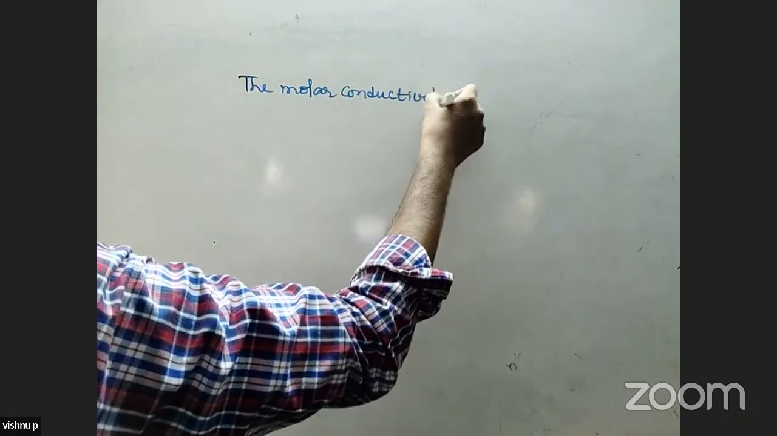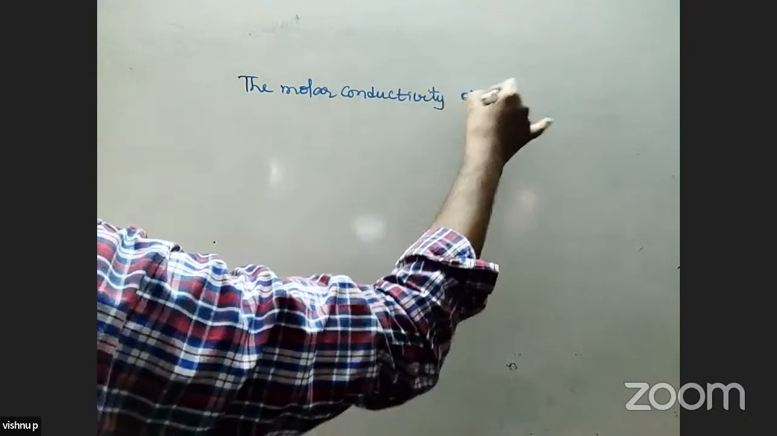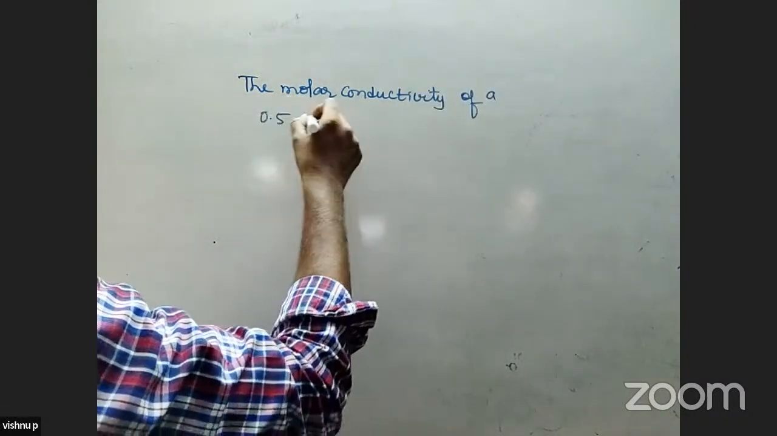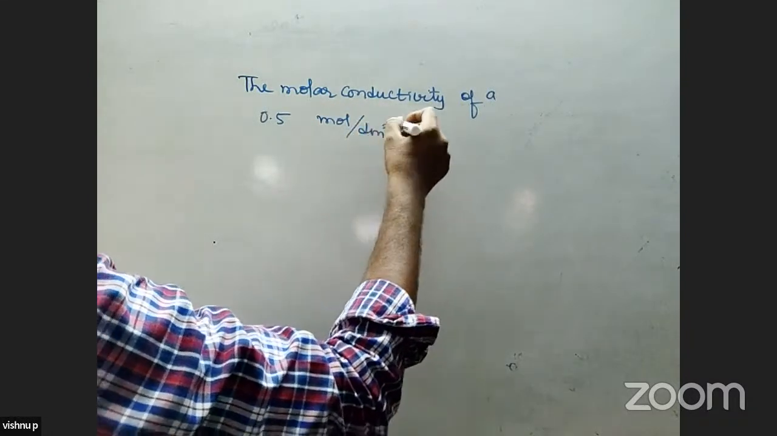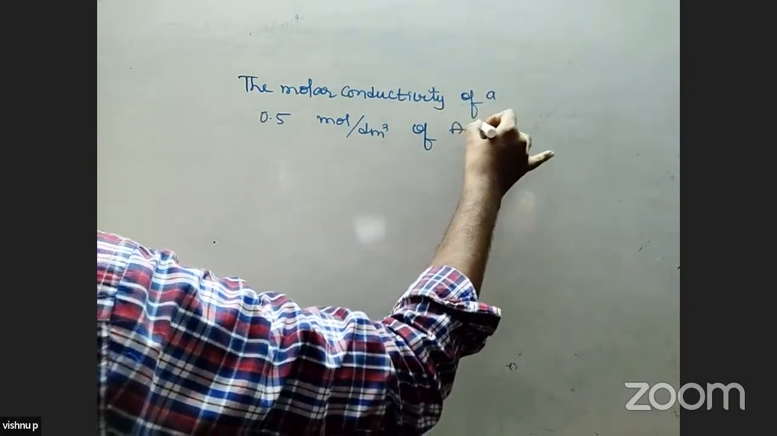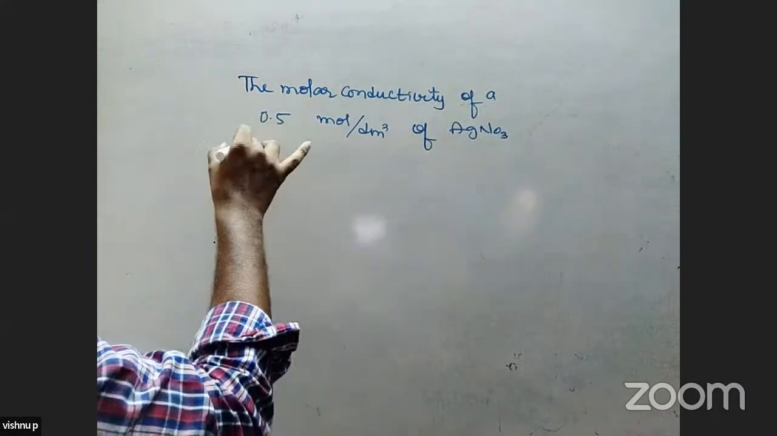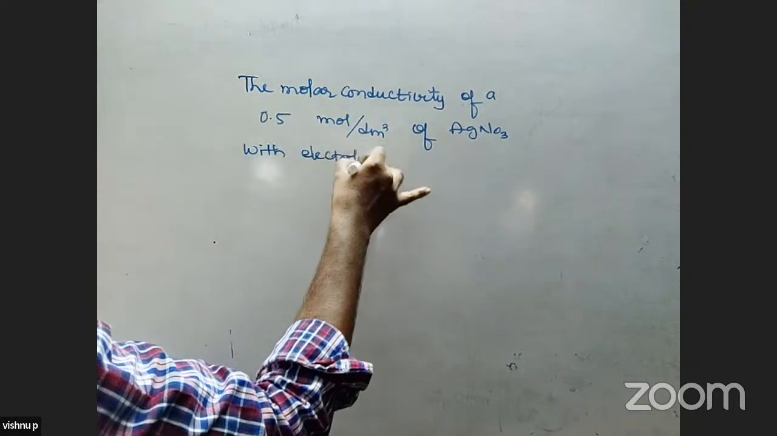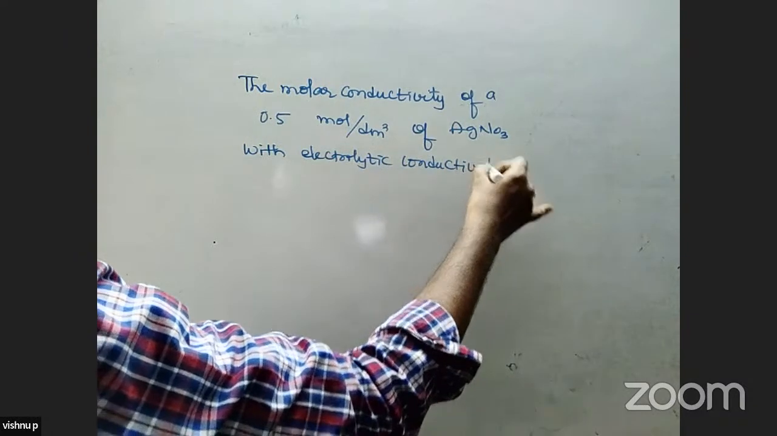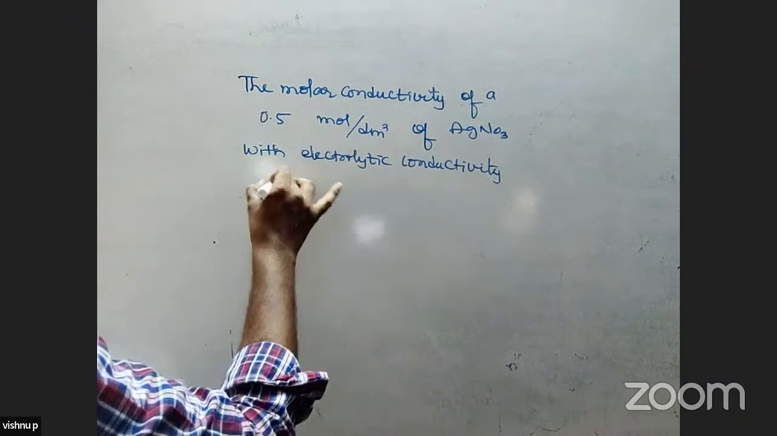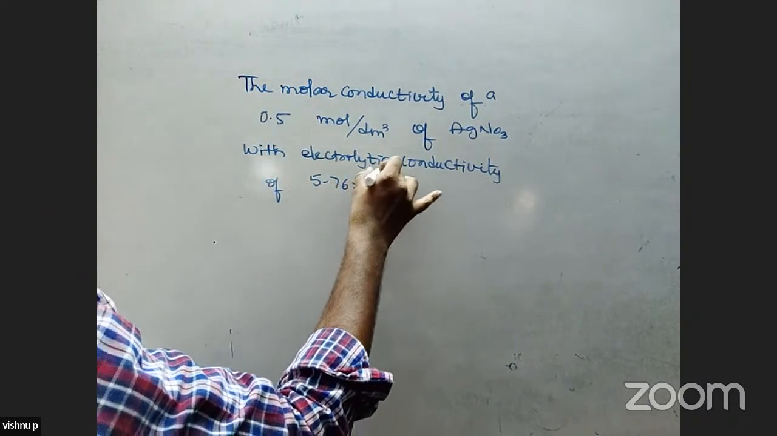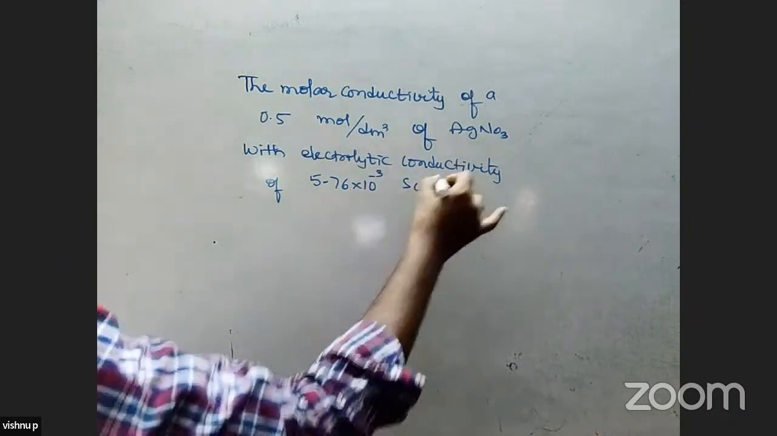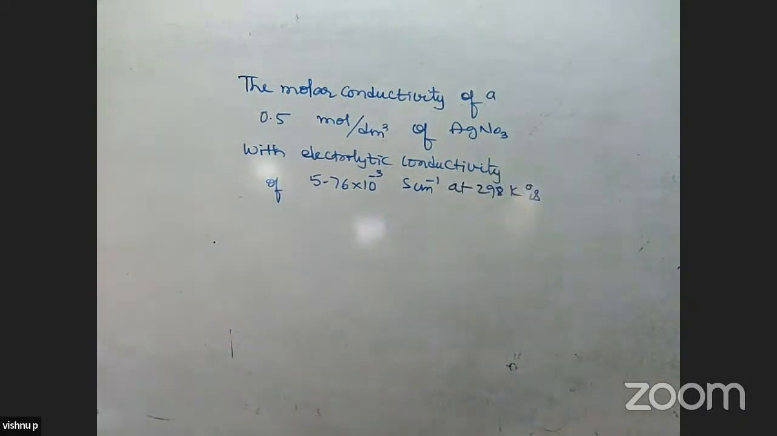Next question. The molar conductivity of a 0.5 mole per decimeter cube of AgNO3 with electrolytic conductivity of 5.76 into 10 to the power of -3 per centimeter at 298 Kelvin. This is the question.